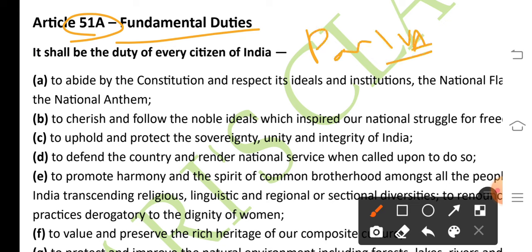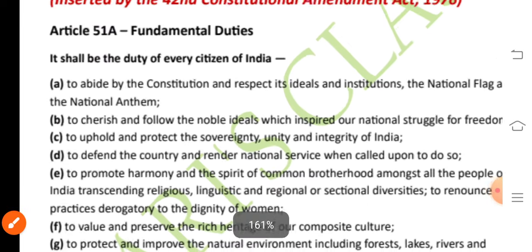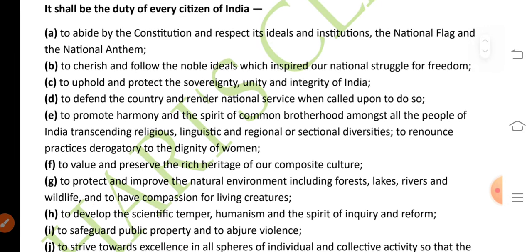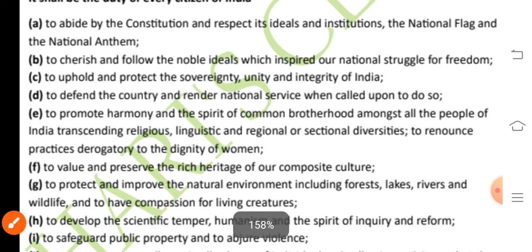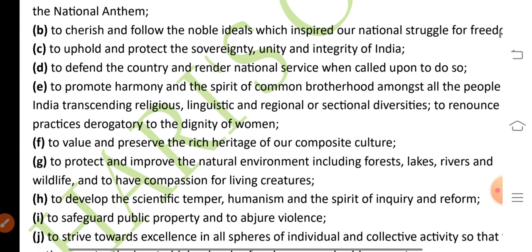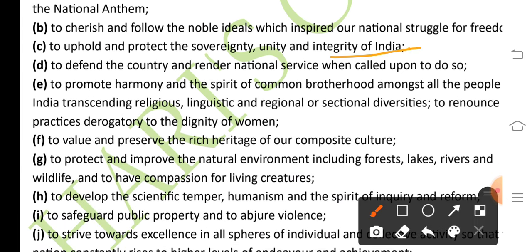Okay, so the duties are to abide by the Constitution and to respect its ideals, institutions, the national flag and the national anthem. Remember, in fundamental duty, the first one talks about national flag and national anthem. Flag and anthem. Okay, next B talks about to cherish and follow the noble ideals which inspired our national struggle for freedom. C talks about to uphold and protect the sovereignty, unity and integrity of India.